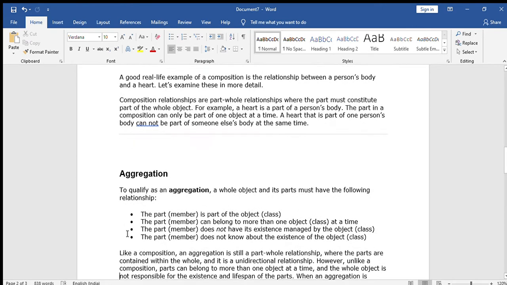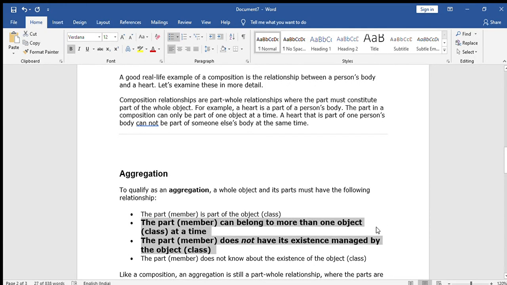Then the last one: the member does not know about the existence of the class, right? So the 2 points are different. What are the 2 points? The second and third ones are the difference between composition and aggregation. Only these 2 points.